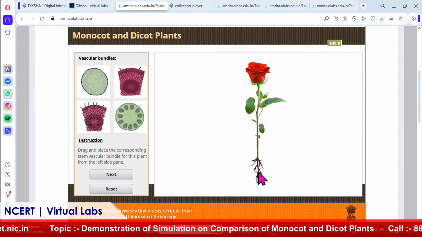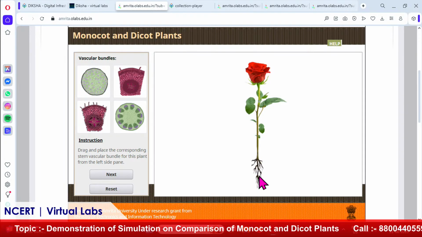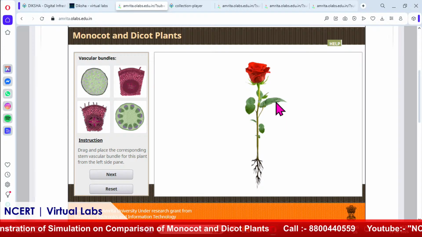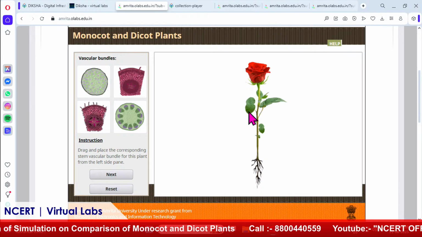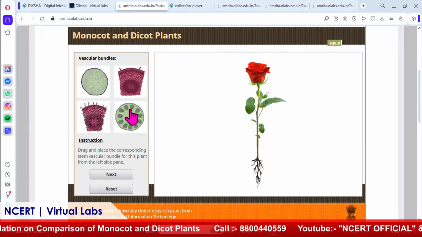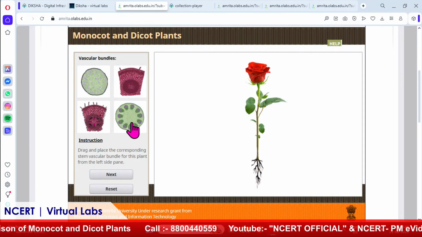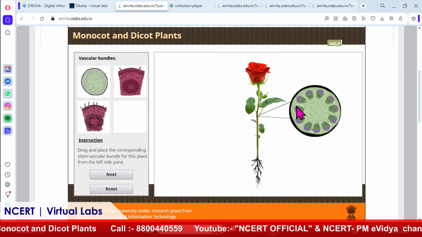If we look at the roots, here we can observe that the roots are a taproot system and the leaves have reticulate venation. That means this is a dicot plant. And dicots have vascular bundles arranged in the form of a ring. So we will take this one.